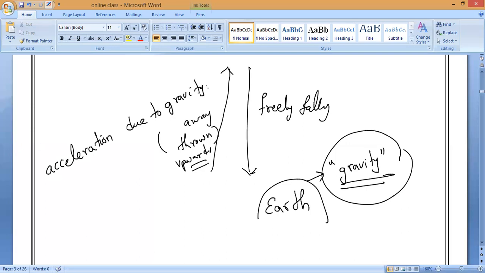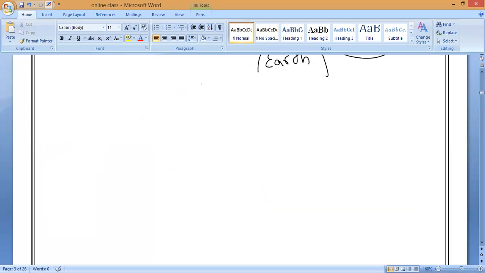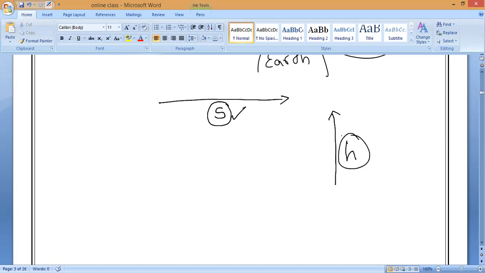Now, observe very carefully. When the body is displacing like this, we call it, for example, distance covered by a body. What will represent distance covered by a body? Yes. Now, the same body is thrown like this. Then s will become what? Small s, sir. s will become h. Height.